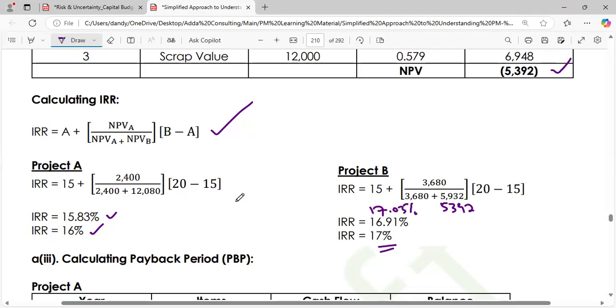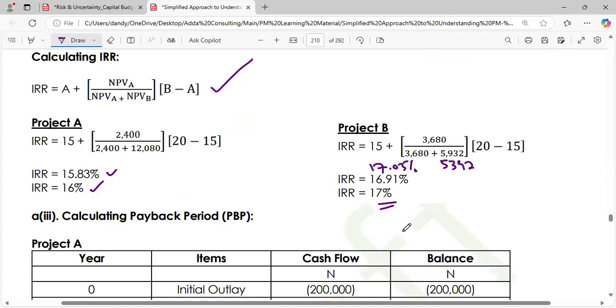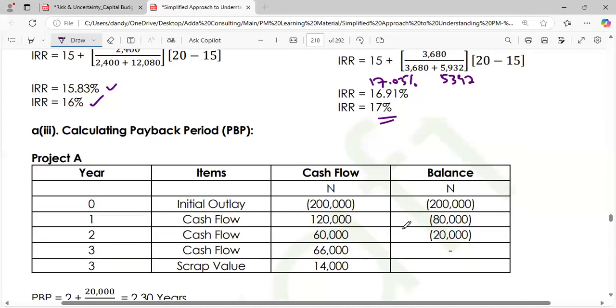Transposition, what do you call that error in financial accounting? Okay, then. So that is that. That is how to calculate internal rate of return.